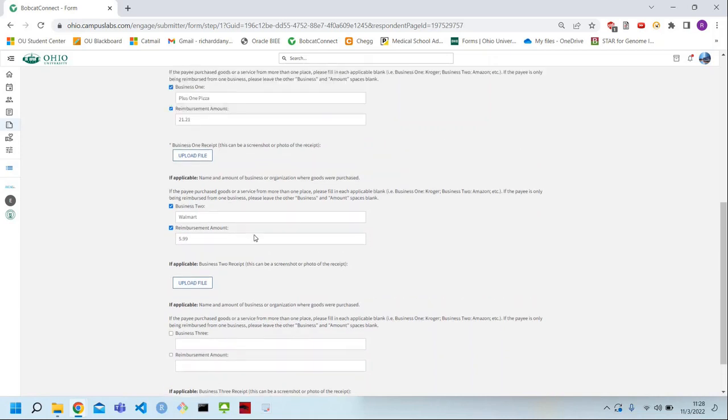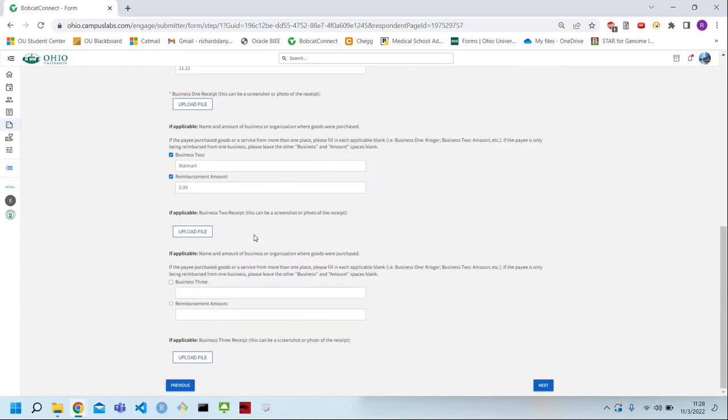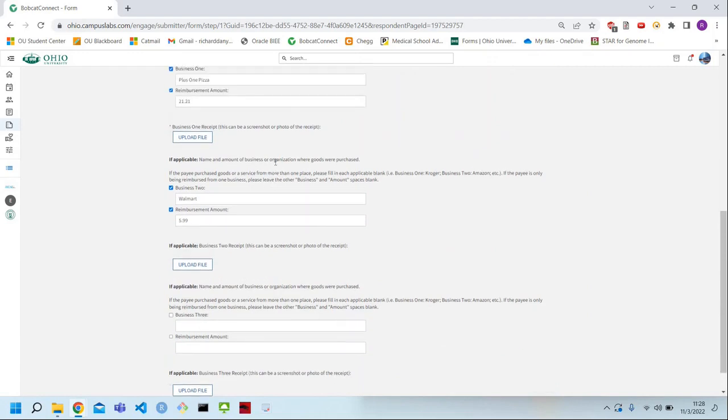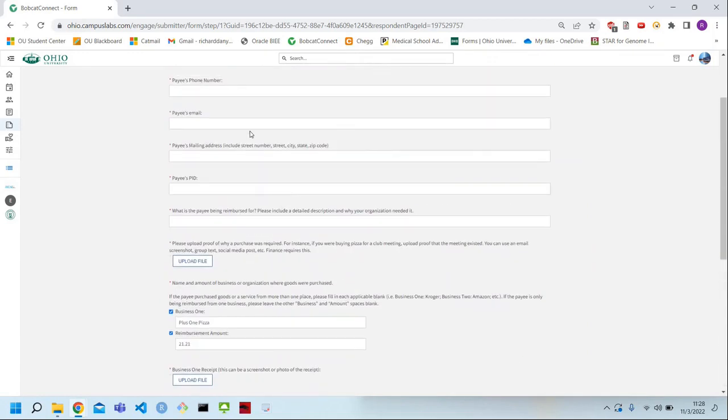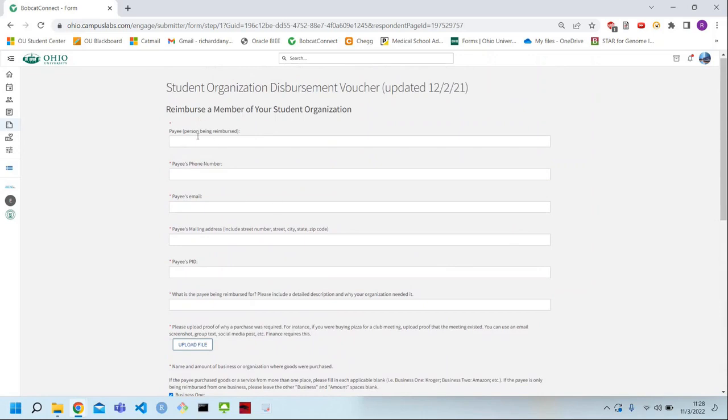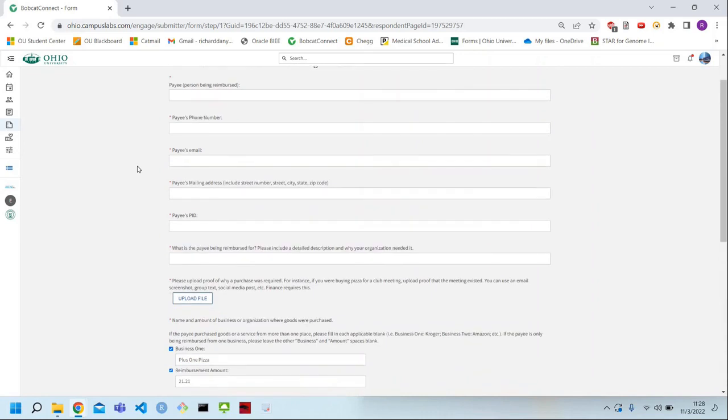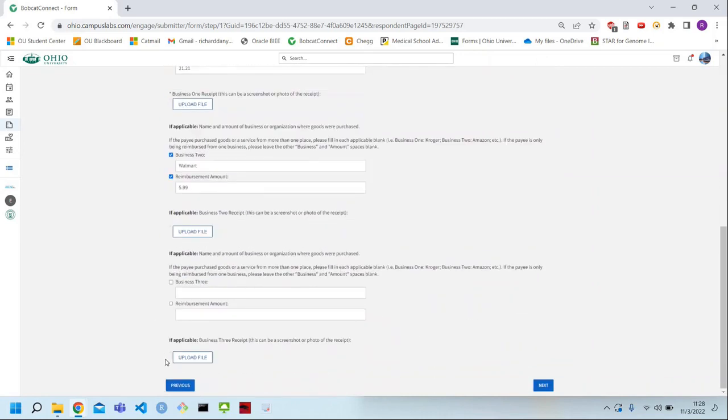If you go over businesses and you need more, then you can just submit another form with all the same information except for the businesses that you used and the reimbursement amounts. And then in addition, if you need to reimburse a second person, then you just need to submit a second form with the other person's information.